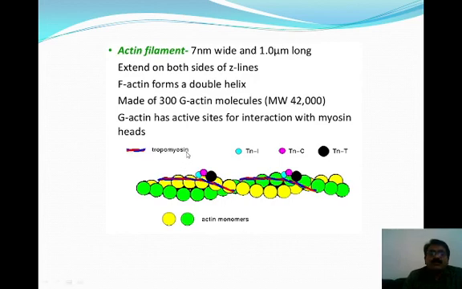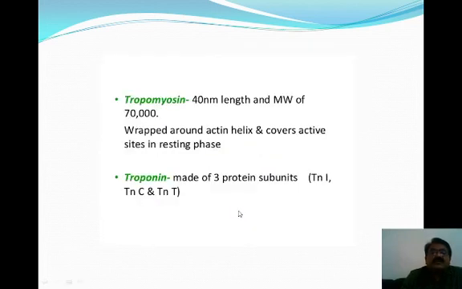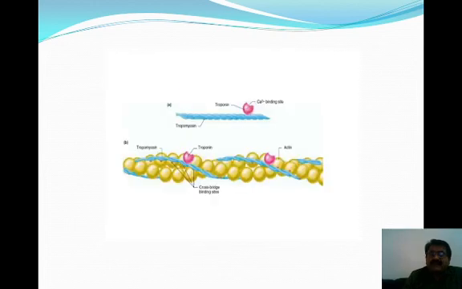Now the troponin and tropomyosin. Tropomyosin is about 40 nanometers in length with a molecular weight of about 70,000 daltons. It wraps around the actin helix and covers the active sites in the resting phase. Troponin is made up of three proteins: TnI, TnC and TnT. These are the proteins involved in forming the cross bridge.